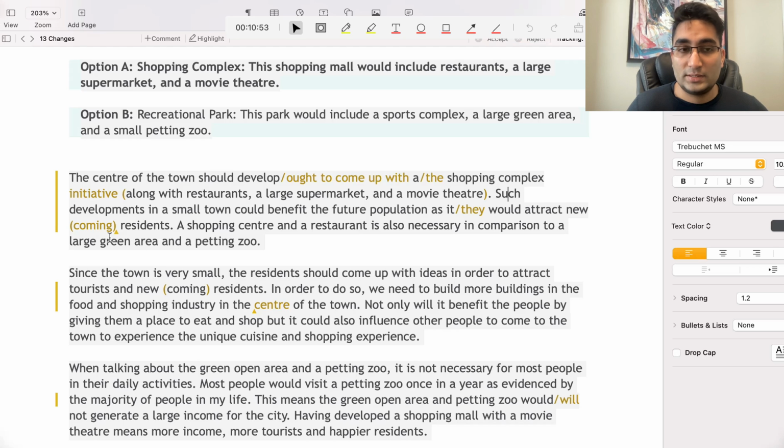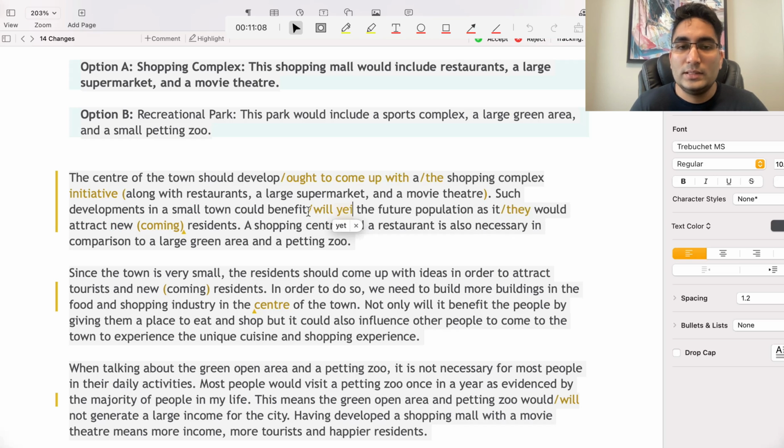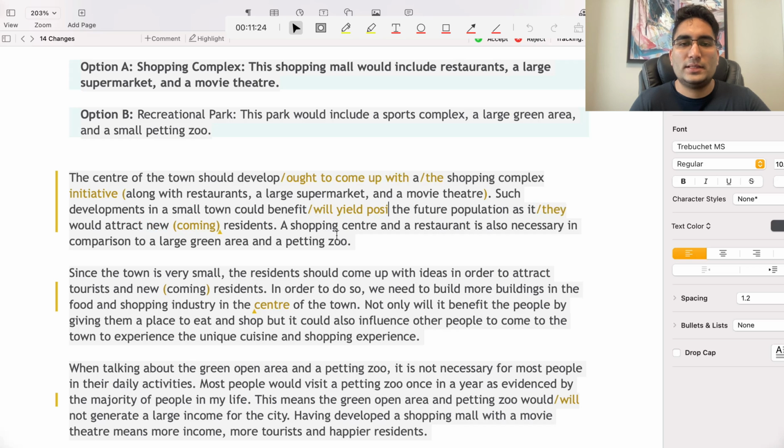Such developments. I like how this is started, such developments, because it's fancy, you know. I don't hear that mostly. Most people will say these developments. So such developments, I like it. In a small town, could benefit. Could benefit, we can definitely make it better. We can say will yield. Okay, will yield means will provide, or the result of this will be something. So will yield the future population as they would attract, would yield positive results.